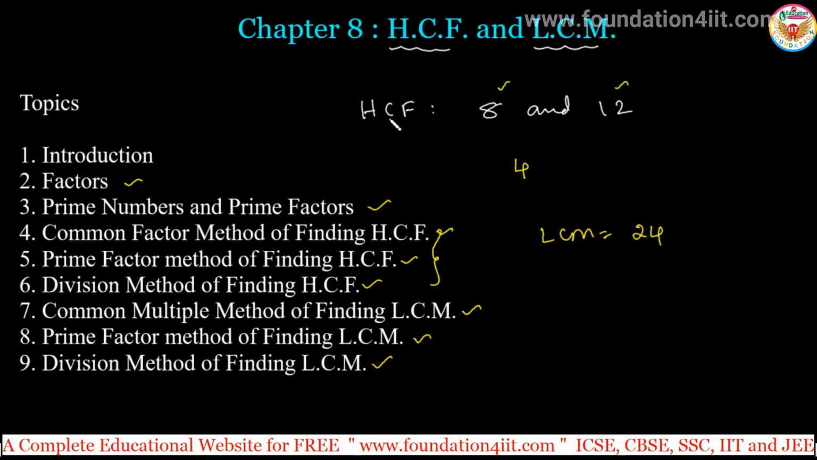Before starting the methods to find HCF and LCM, let us see factors, prime numbers and prime factors. Factors: when two or more natural numbers are multiplied together, let us say 3 is one natural number and 4 is another. When you multiply 3 and 4, you get 12. Whenever two or more natural numbers are multiplied together, the result is referred to as their product. Each number multiplied is called a factor. So 3 is a factor of 12 and 4 is also a factor of 12.